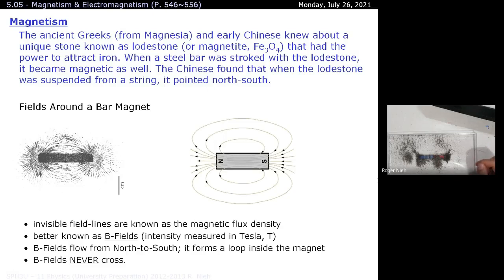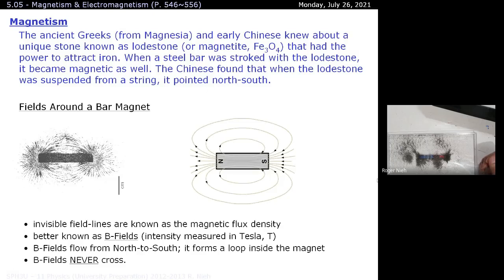Another rule, which was covered by Mr. Maxwell, is that he noticed that these B fields always create a complete loop. So in other words, as it leaves from the North Pole, it'll travel all the way around and return back to the South Pole, but inside of the magnet, it'll complete the loop so they can go over and over again. In other words, with regards to the B field, there is no beginning and there is no end.